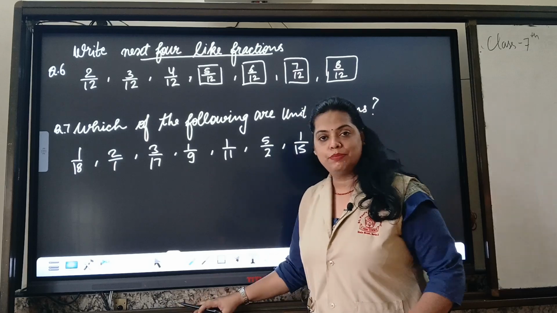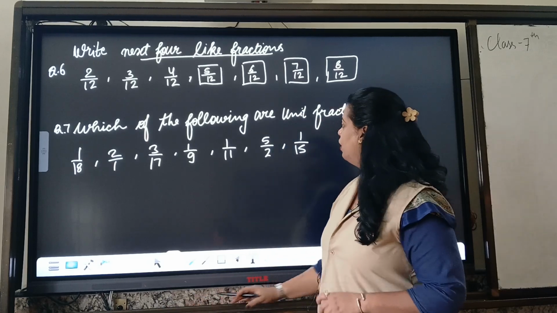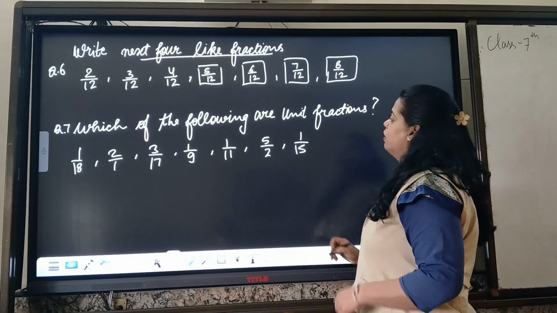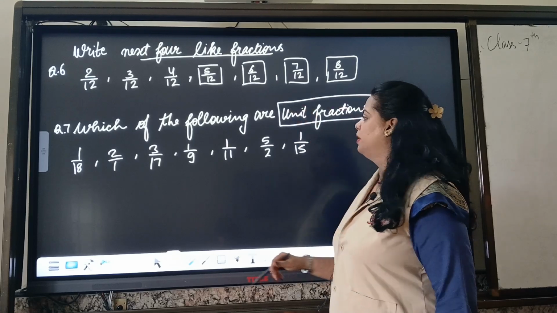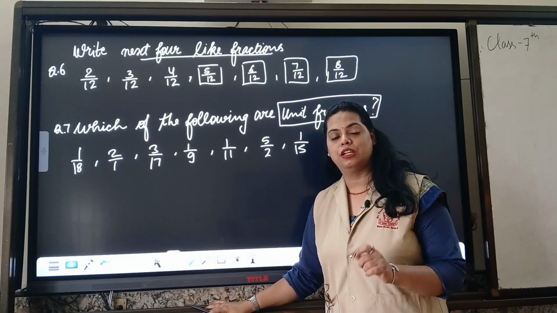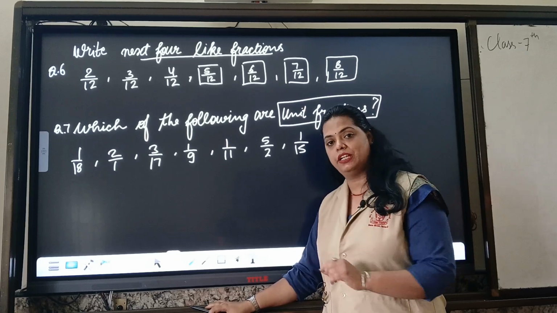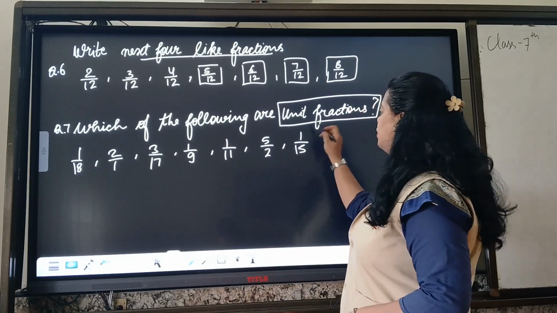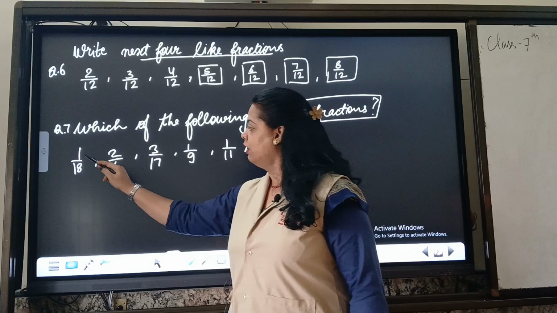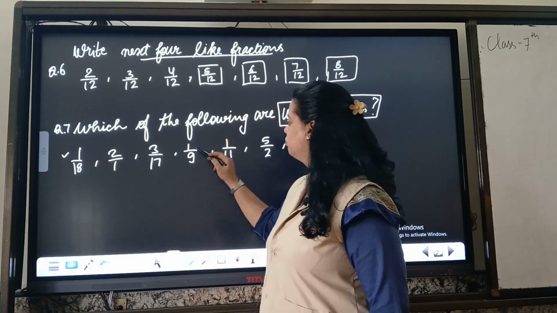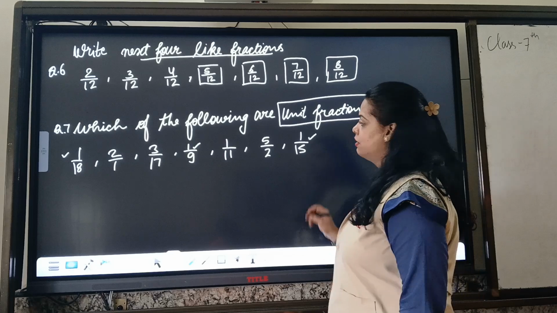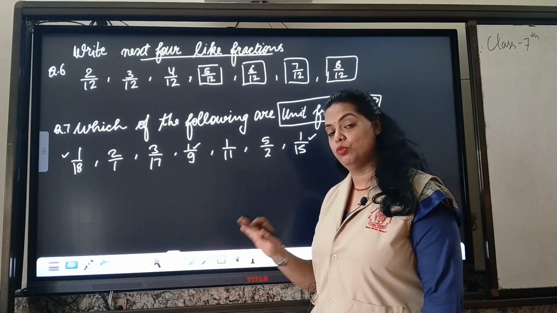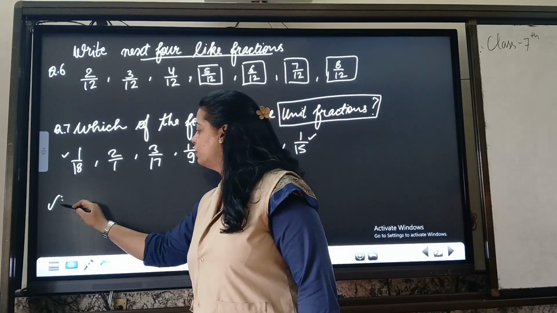Now in question number 7, which of the following are unit fractions? What does it mean? A unit fraction means one whose numerator is 1. A fraction with the numerator 1 is known as a unit fraction. So here the numerator is 1, and the last one, these are 3 fractions which have numerator 1. So these will be known as unit fractions.